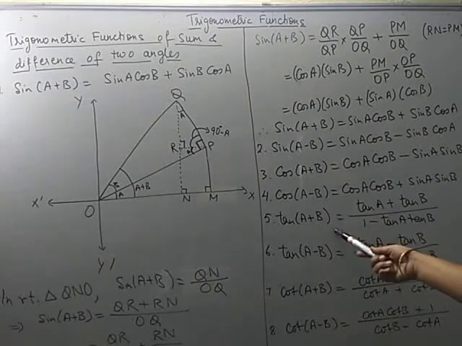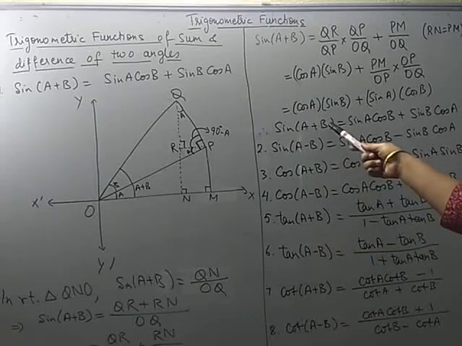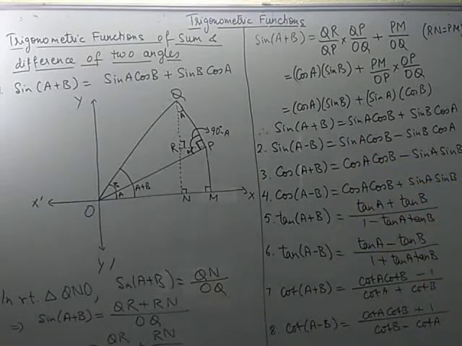If I have to define tan(A+B), we can divide sin(A+B) with cos(A+B), and the right sides also get divided. Then we can convert it in terms of tan. You will see it comes out to be (tan A plus tan B) over (1 minus tan A tan B). In the same way, tan(A-B) is (tan A minus tan B) over (1 plus tan A tan B). You can see the signs have changed.